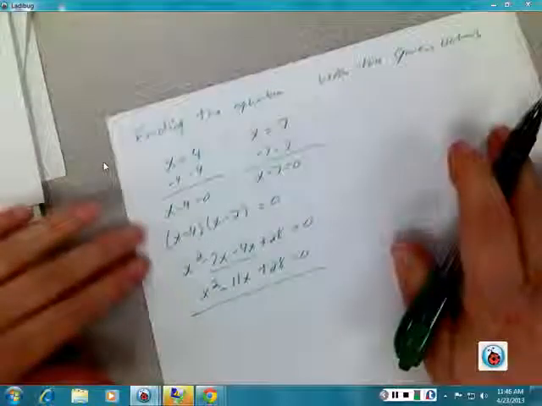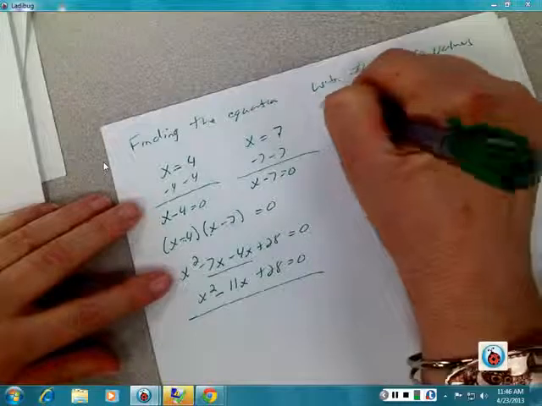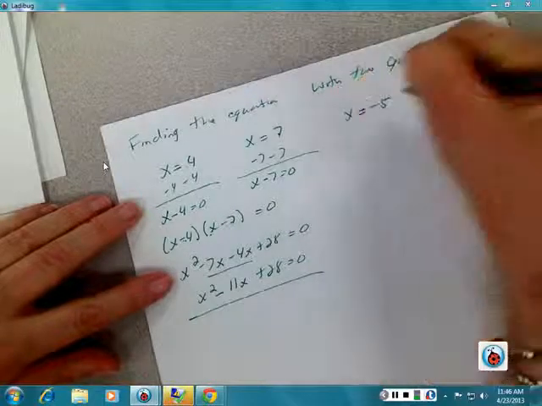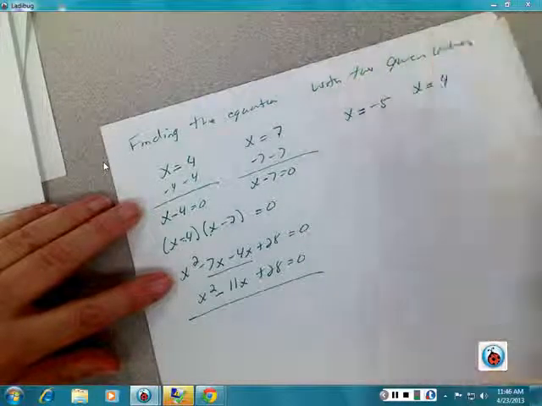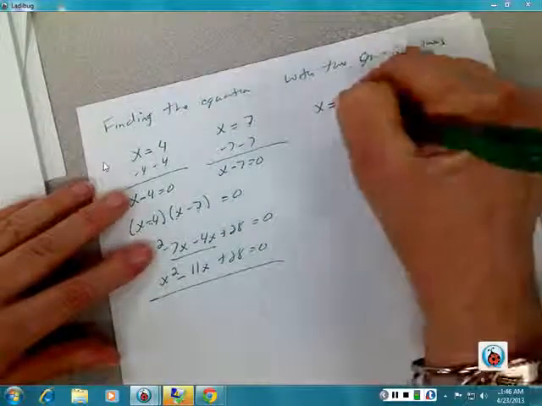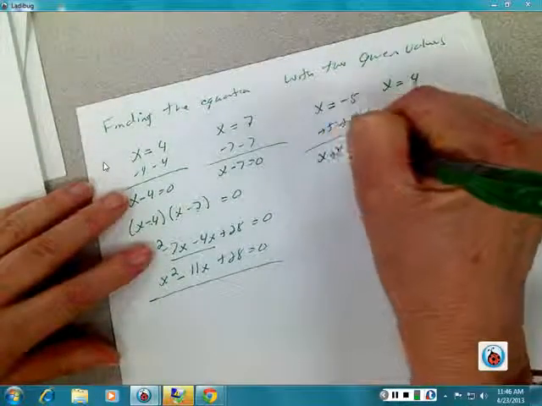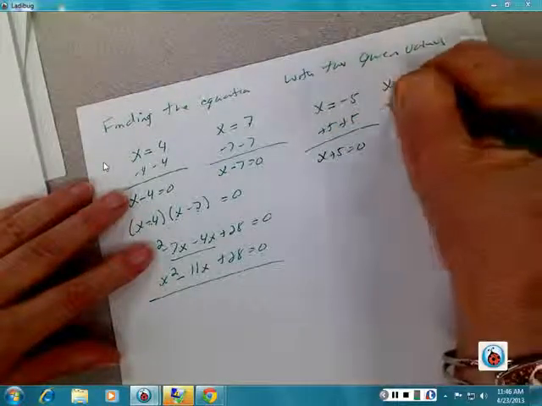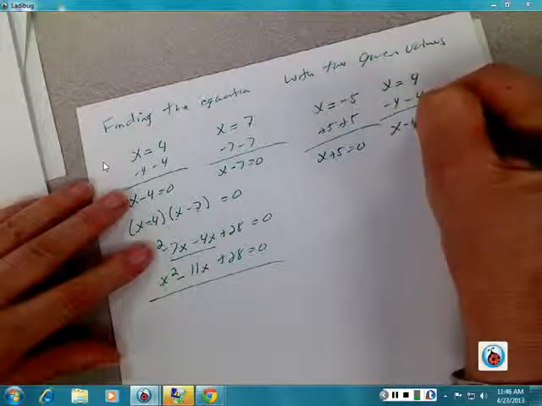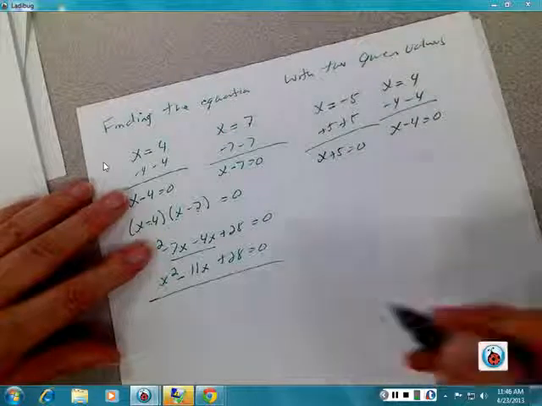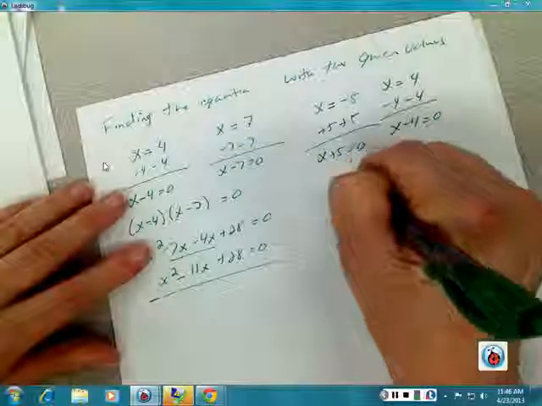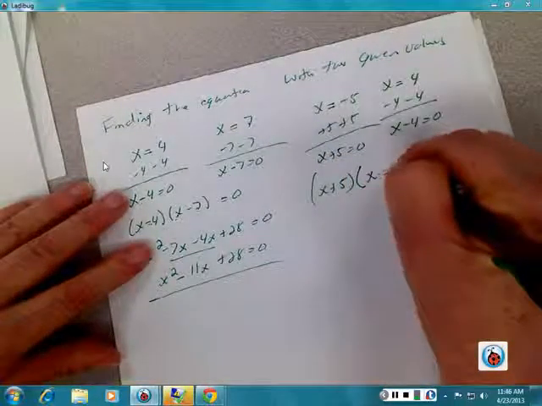So if I do another one, the next one would be x equals a negative 5 and x equals 4. Do the exact same process. This time add 5: x plus 5 is equal to 0. Subtract 4, and I find x minus 4 is equal to 0. Put these two binomials together to multiply them.